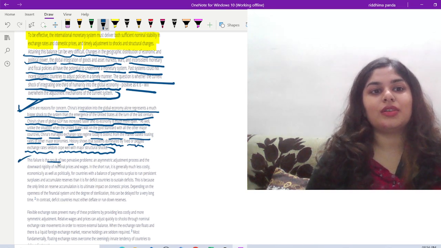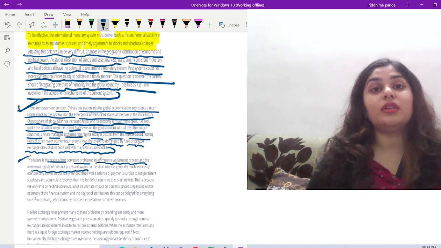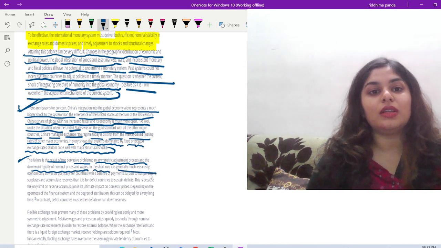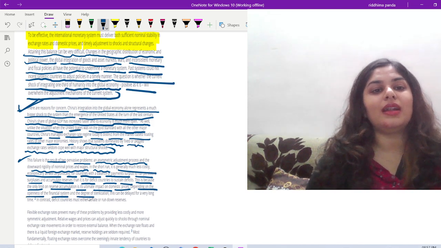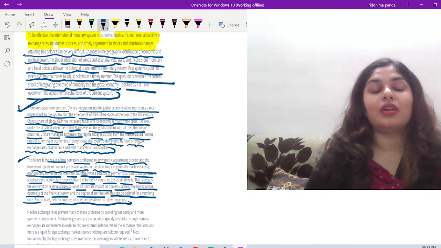So this failure was the result of two pervasive problems, that is, the asymmetric adjustment process and downward rigidity of nominal prices and wages. In the short run, it is generally much less costly, economically as well as politically, for countries with balance of payments surplus to accumulate reserves than it is for deficit countries to sustain deficits. This is because the only limit on reserve accumulation is its ultimate impact on domestic prices, depending on the openness of the financial system and the degree of sterilization. This can be delayed for a very long time. In contrast, deficit countries must either deflate or run down the reserves.